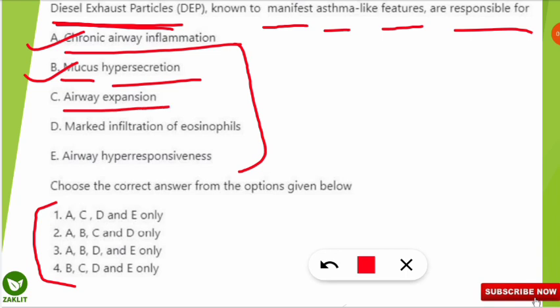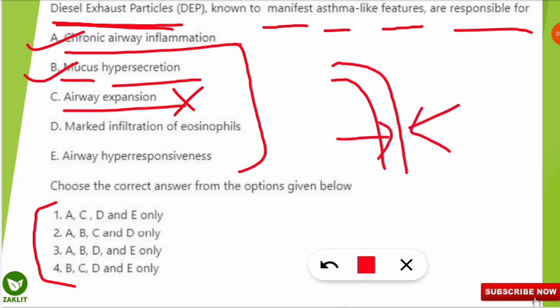Next is airway expansion. Airway expansion is wrong because the air passage in our body, after inhaling the diesel exhaust particles, constricts. It does not expand. If it is constricting, it means there will be inflammation there, and there will be problems for respiration. So this option is wrong. Let's move to the next one.